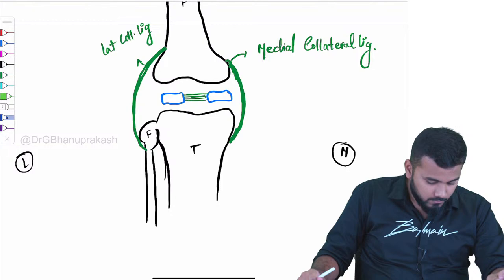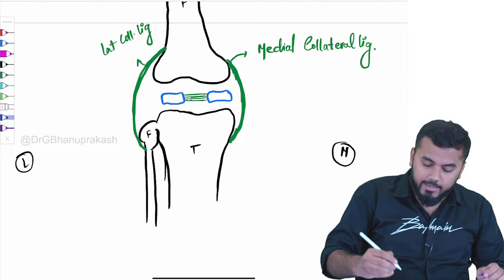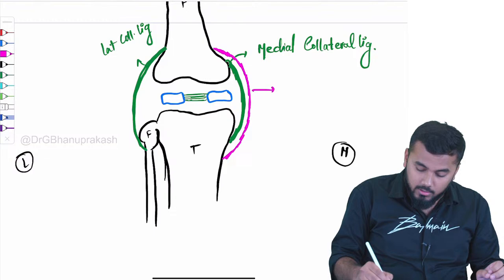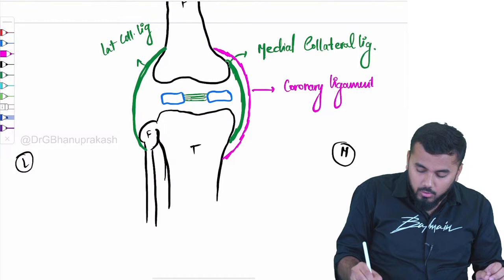Yes, right, no worries. There is an additional ligament that is located here. Now, this additional ligament is called the coronary ligament. What is this additional ligament called? Coronary, not ACL, Shubhash, I will tell you about ACL, okay? This is called coronary ligament.